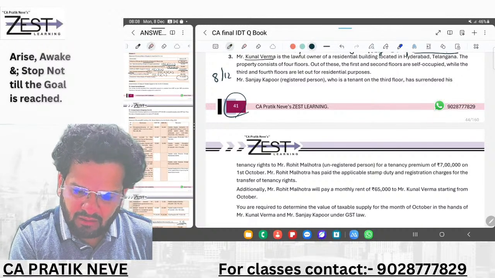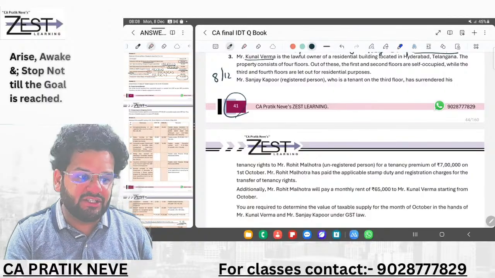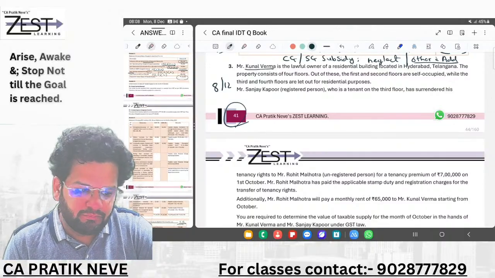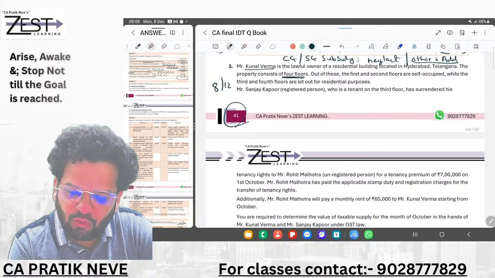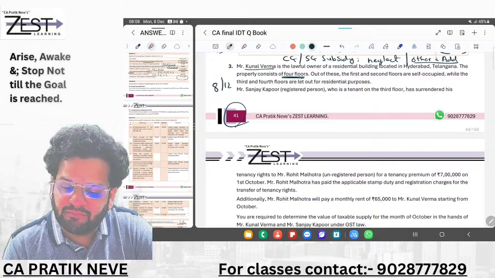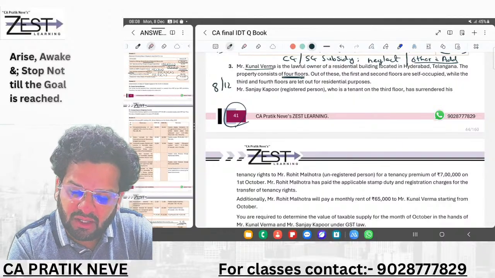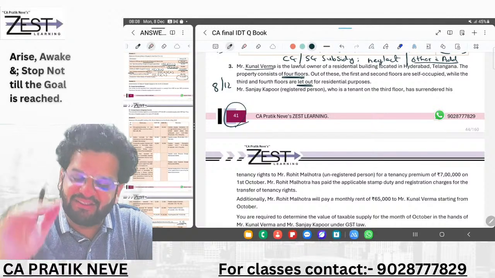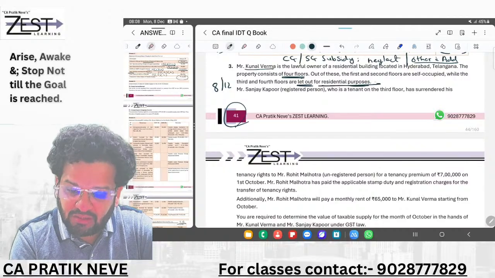Kunal Verma is lawful owner of residential building located in Hyderabad. Property consists of 4 floors. Out of this, first and second floors are self-occupied, while the third and fourth floors are let out. Okay, so Kunal Verma ji has let out third and fourth floors for residential purpose.